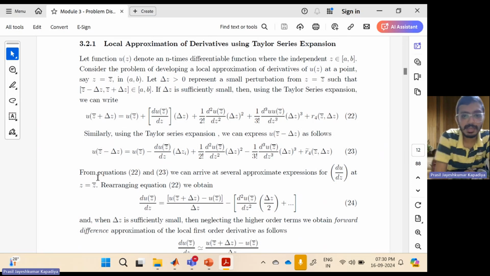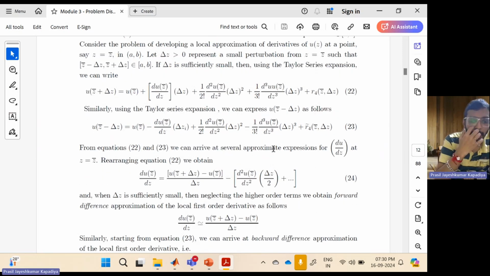So it will be u of z minus delta z is equal to u of z minus du by dz times delta z plus 1 by 2 factorial d square u by dz square times delta z whole square minus 1 by 3 factorial d cube u by dz cube times delta z whole cube, up to n. If we just write down our first equation, rewrite it, my du by dz will be equal to u of z plus delta z minus u of z, divided by delta z. So this is called forward difference approximation.